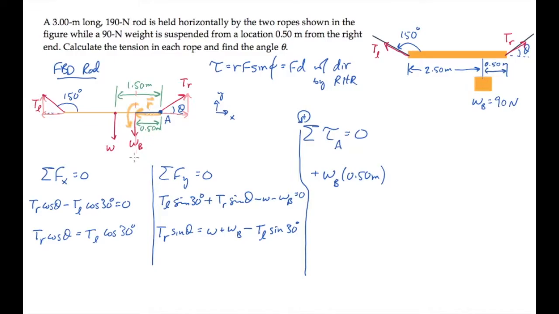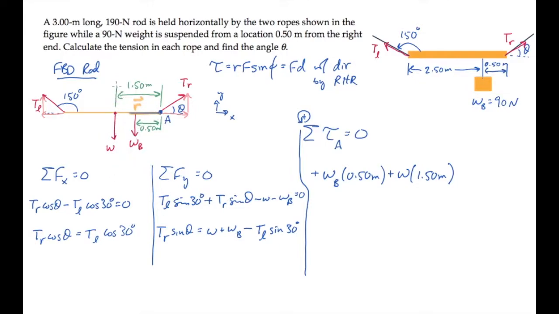Next, we can calculate the torque due to the weight of the rod itself, W. Here's its R vector. Putting the right-hand fingers in that direction and curling them down towards the weight shows us this torque is also positive, with a force of W and a moment arm of 1.50 meters, the shortest distance between this line of action and the pivot, the horizontal blue line.